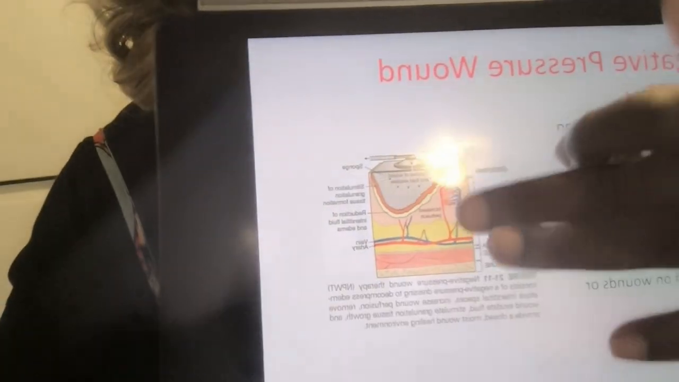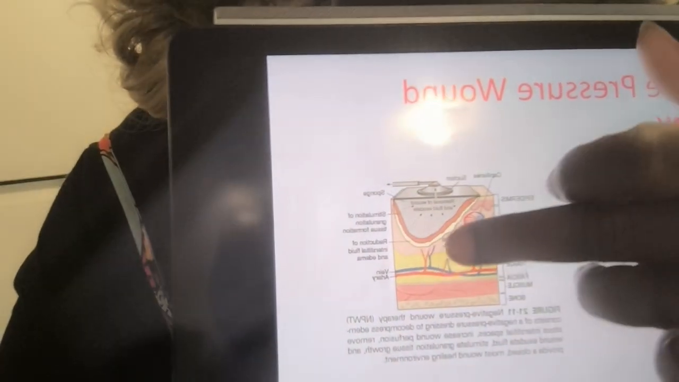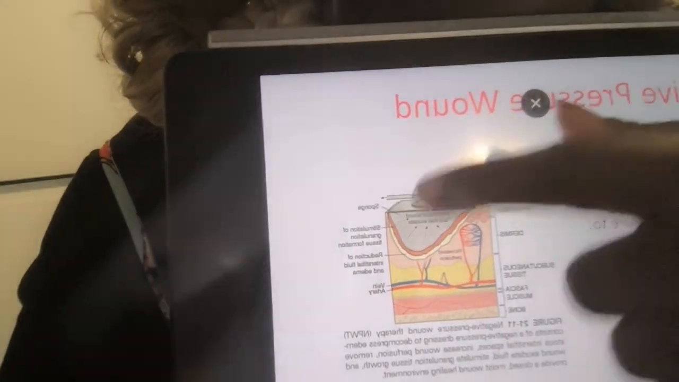So this is the idea of negative pressure wound therapy. This is the skin, and then they put that suction on it to take out the fluid and wound exudates, like the wound debris. So it hastens the process. This is a really good image of it.